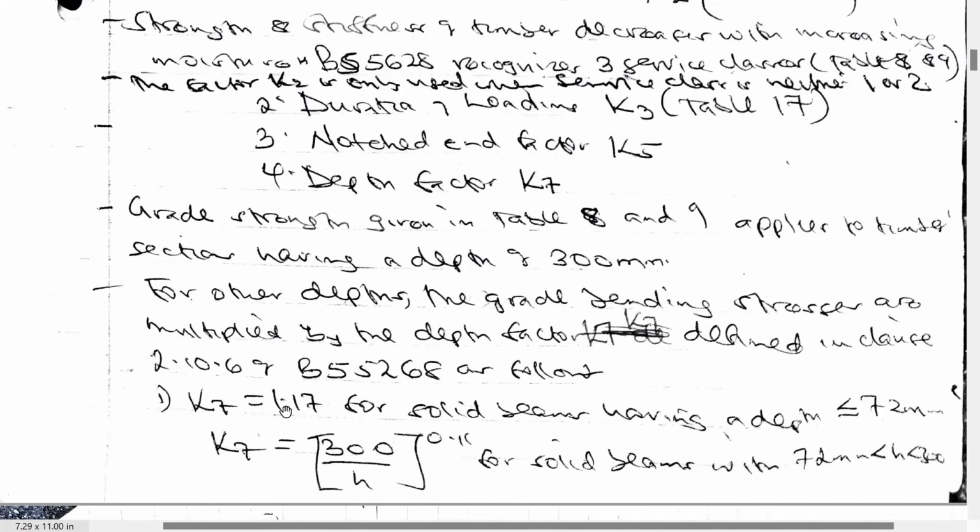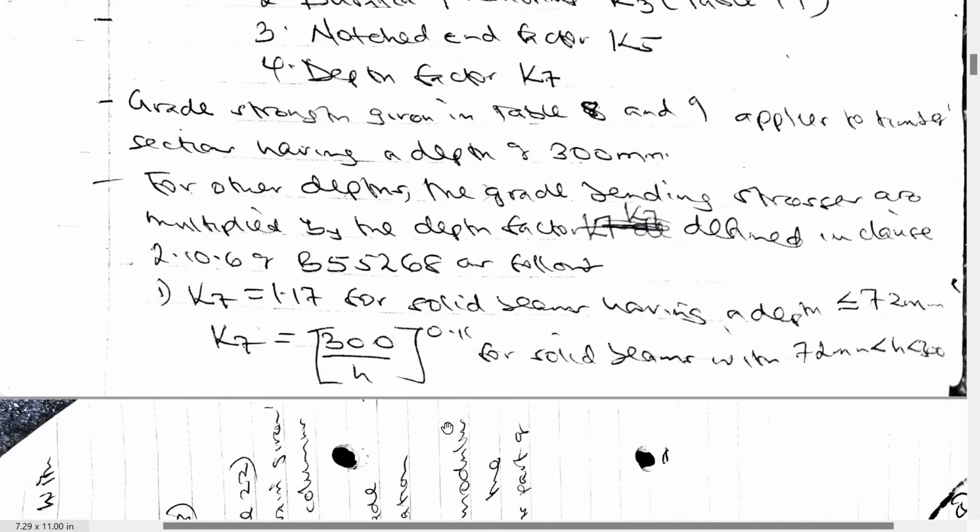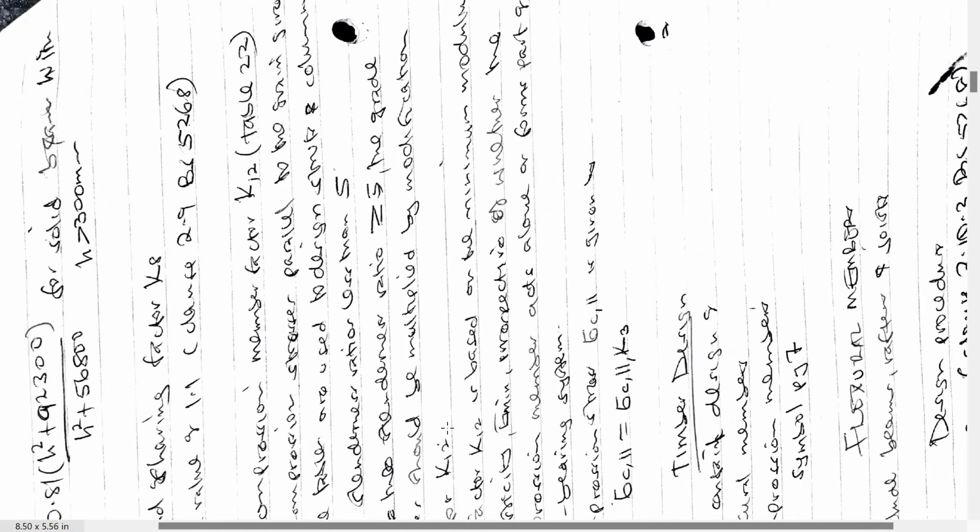Now, remember, the K7 value in the table is for a depth of 300. But now, if my section depth lies below or equal to 72, my K7 is equivalent to 1.17. It will be a constant. But if my depth of the section lies between 72 and 300, then K7 will be equal to 300 in millimeter divided by depth in millimeter, all to the power 0.11.